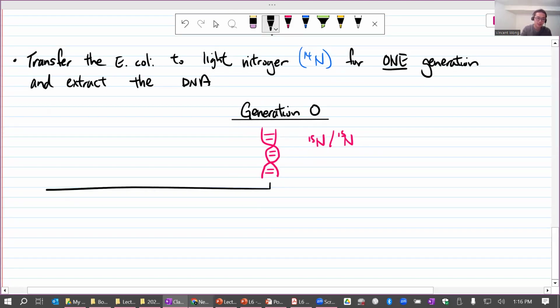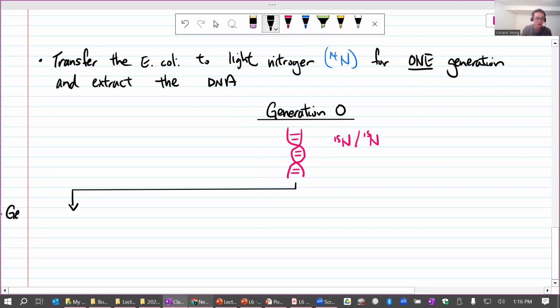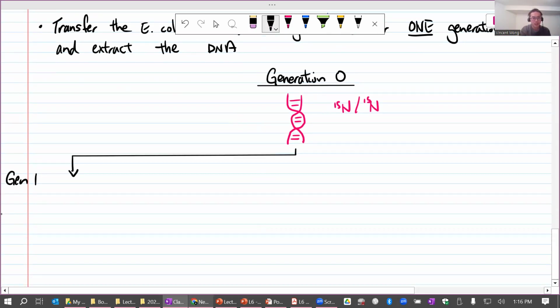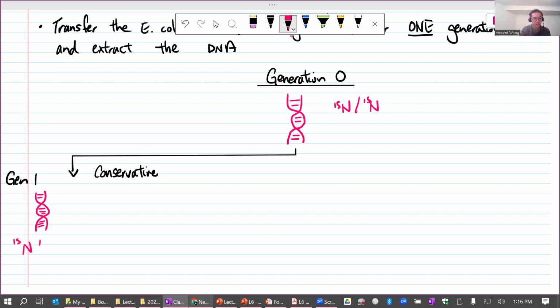So let's take a look at what happens to the first generation. Okay, this is generation 1, after one division, when you have transferred to the lighter nitrogen. So what if it's the conservative model? Well, if it's the conservative model, then you're gonna have the original DNA, N15, N15. And then the new one that you're making is all gonna be new material.